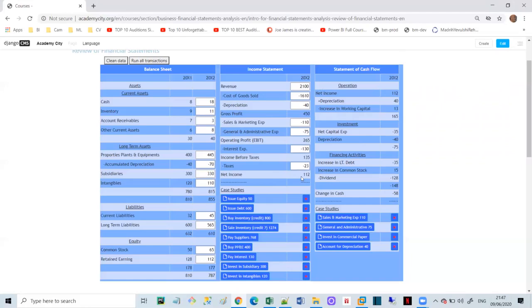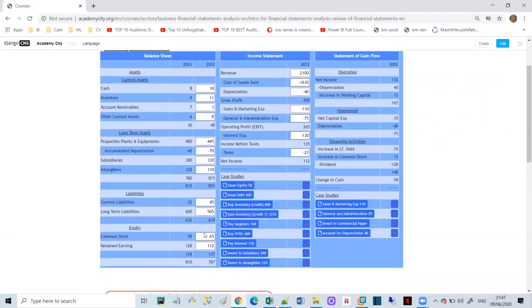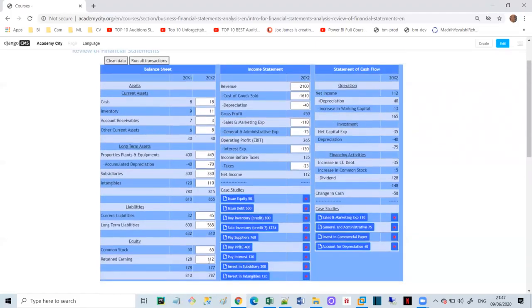Okay, some more. My net income was 112. Now it's not surprising. I see the 112 is coming right from here. The 112, by the way, where do I see it here? It's in retained earnings. Exactly right. So in my retained earnings, I have 112.